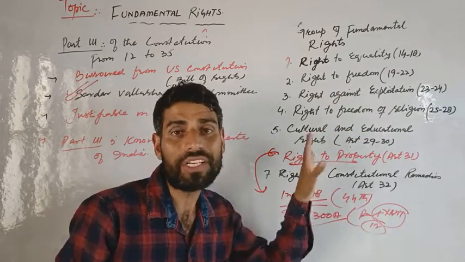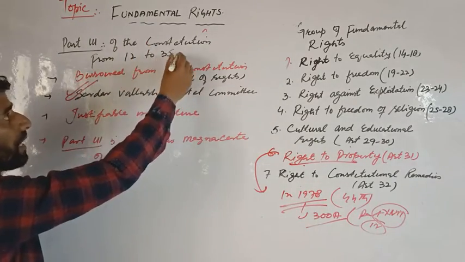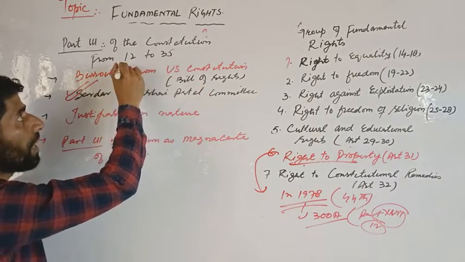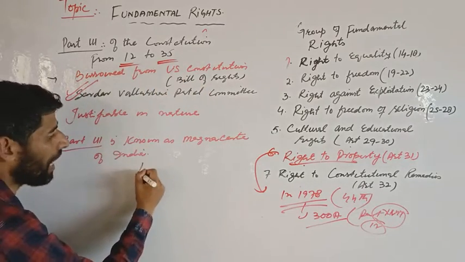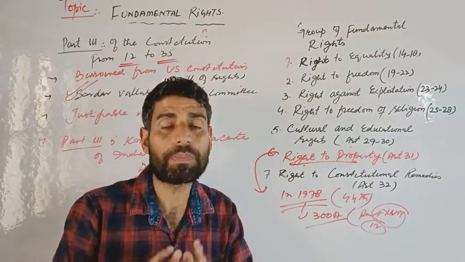So as far as Article 12 is concerned, the fundamental rights are enshrined in Part 3 of the Indian Constitution from Article 12 to 35. As far as Article 12 is concerned, this Article 12 explains the State.